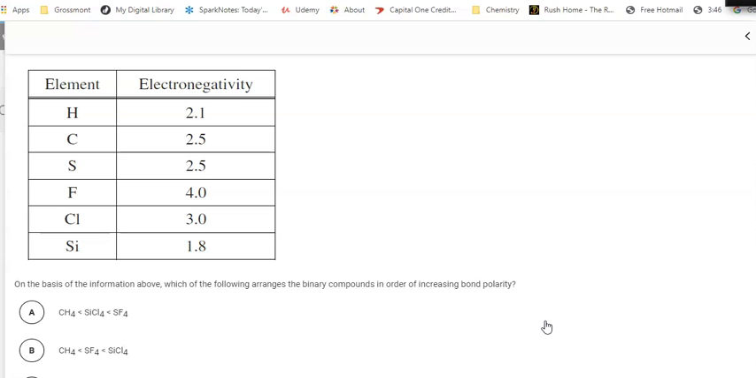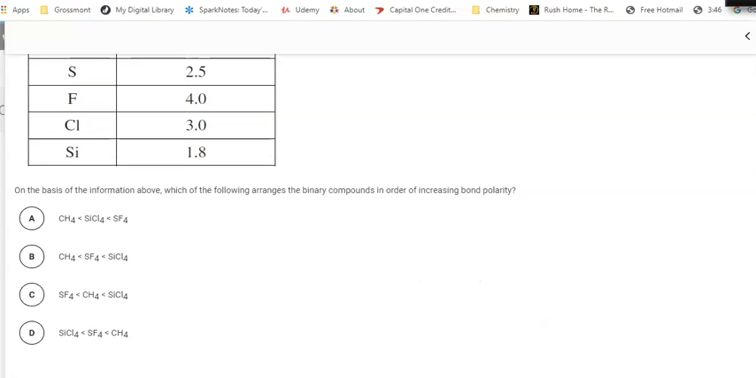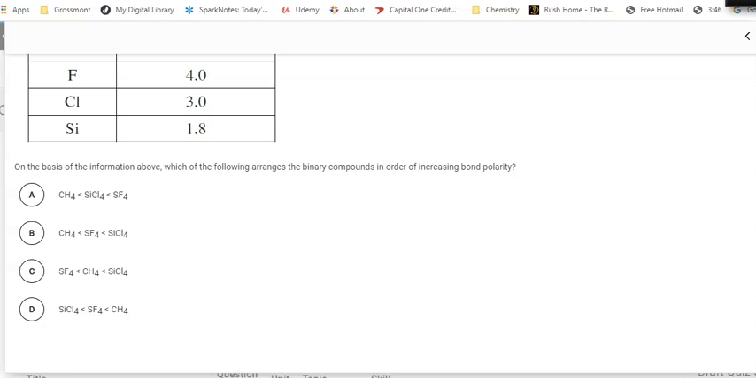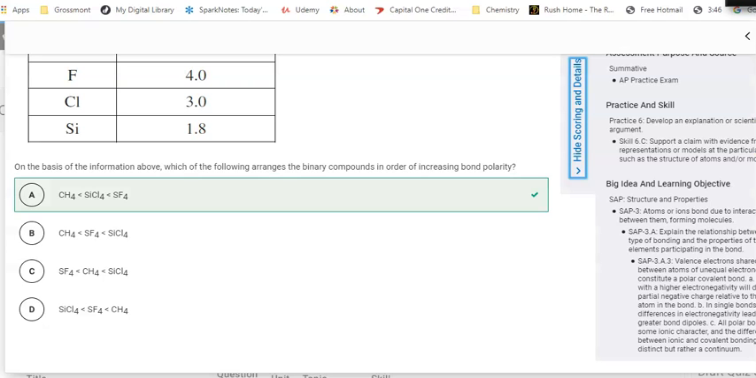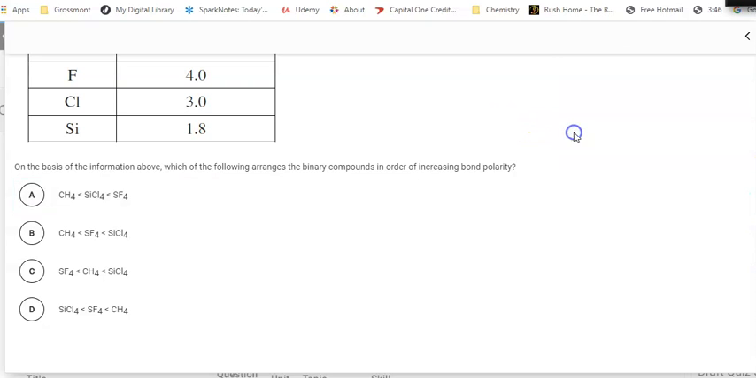And since, if we look at the answers down below, A is the only answer that has SF4 on the right-hand side, which would be the greatest bond polarity, that would have to be the answer. And I'll click on the answer slide, and there it is. Okay, so that's the answer.